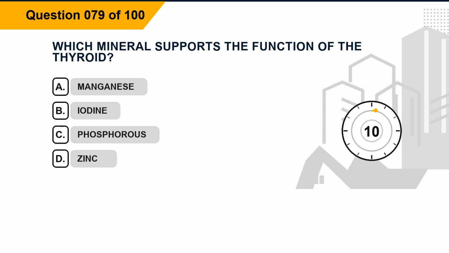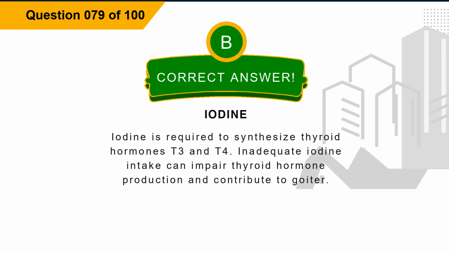Question 79. Which mineral supports the function of the thyroid? Option A, manganese. Option B, iodine. Option C, phosphorus. Option D, zinc. The correct answer is option B, iodine. Explanation. Iodine is required to synthesize thyroid hormones T3 and T4. Inadequate iodine intake can impair thyroid hormone production and contribute to goiter.